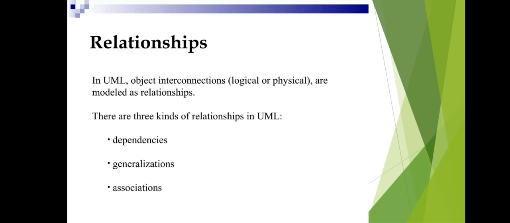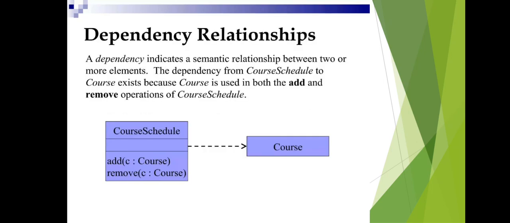The next slide is relationship. Relationship plays an important role in the class diagram. It is the relationship between one class and another class. There are three types of relationship: dependency, generalization, and association. What is dependency? Dependency is a semantic relationship between two or more elements. For example, Course Schedule is one class and Course is the second. Course Schedule totally depends on Course. We define the course, then we can make the schedule. So this is dependency.